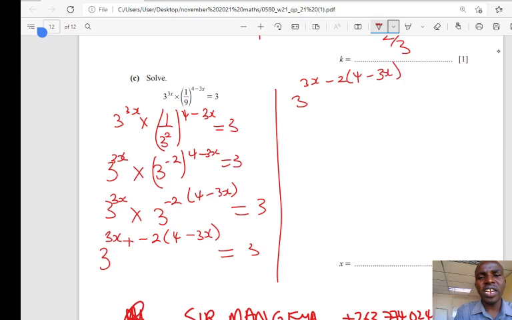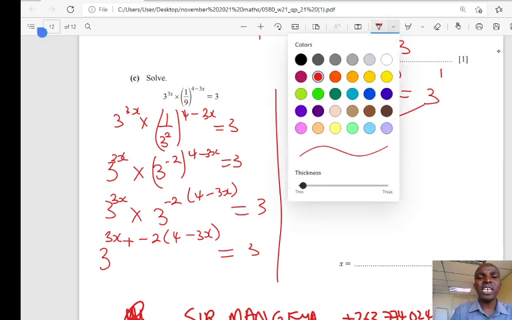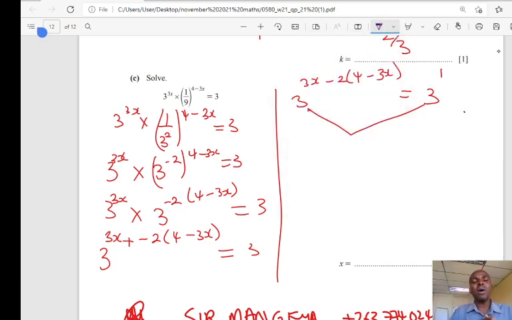Then you put the power 1. So if the letter is the power, always in such cases or scenarios, you are supposed to make sure the bases are the same. Now, like in this case, there's 3 and there's 3. The bases are the same. If the bases are the same, then it means the powers are equal, which means the power on the left side, 3x plus negative 2 times 4 minus 3x, is supposed to equal the power on the right side, which is 1. Then it's a simple equation.